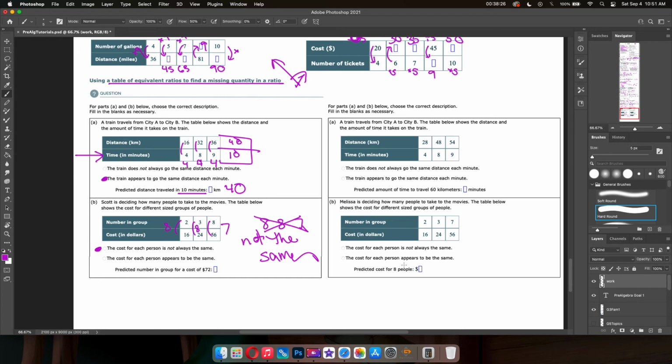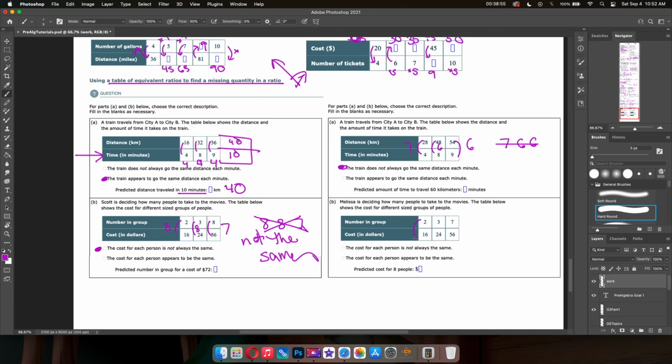So I'll give you a second problem so that you can kind of understand what's happening. Again, 28 divided by what gets me 4? 7. 48 divided by what gets me 8? 6. I can already see we got a different number. 54 divided by what gets me 9? 6. So I have a 7, I have a 6, and I have a 6. These are not the same number, therefore they are not the same distance every time.